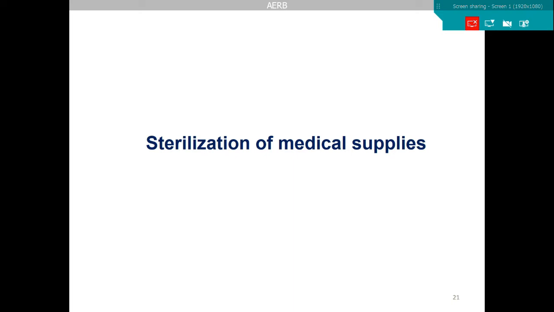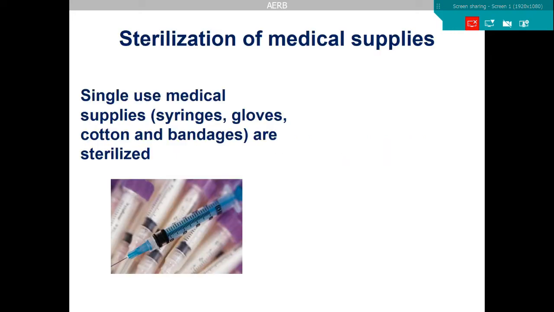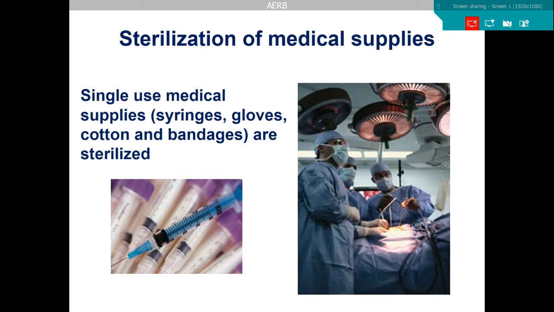Now we saw medical applications, agriculture applications, food preservation. We come to sterilization of medical supplies. Single-use medical supplies like syringes, gloves, cotton wool, bandages, which are used in operation theaters, can be sterilized by exposing them to radiation. Currently, there are many methods of sterilizing them, like autoclaving and all that.